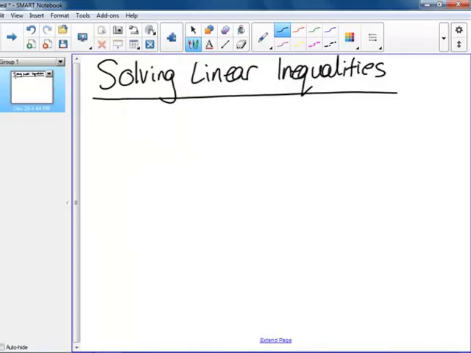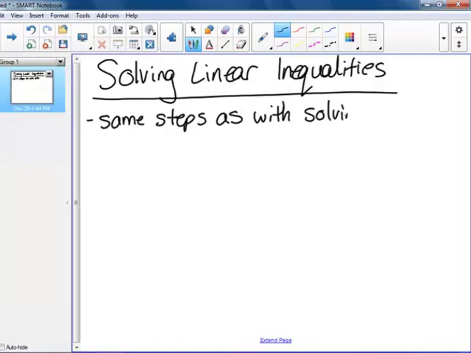So with solving linear inequalities, it's a lot like solving equations with one exception. So I'm going to write same steps as with solving equations. Except one thing we have to watch for.